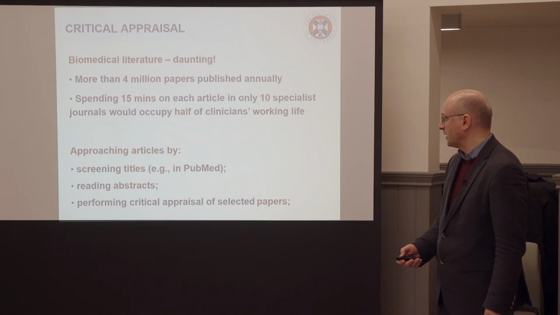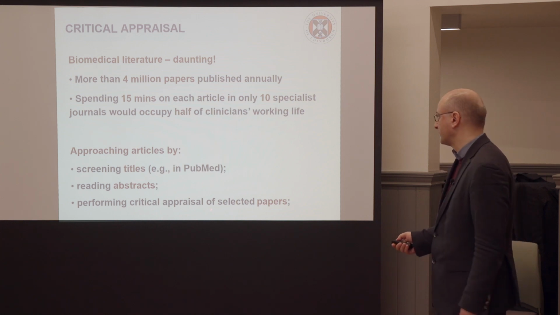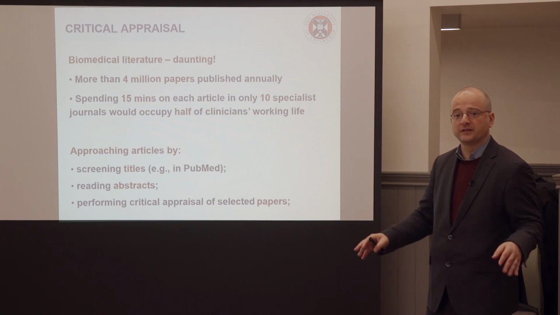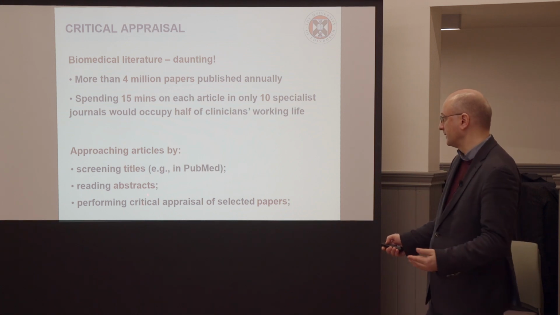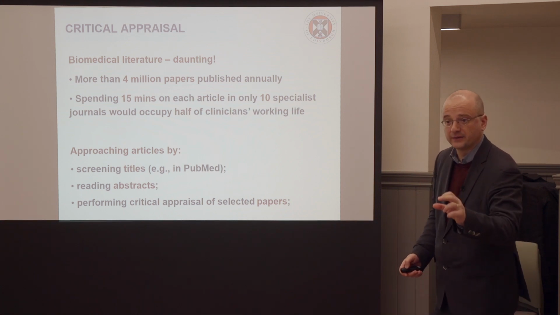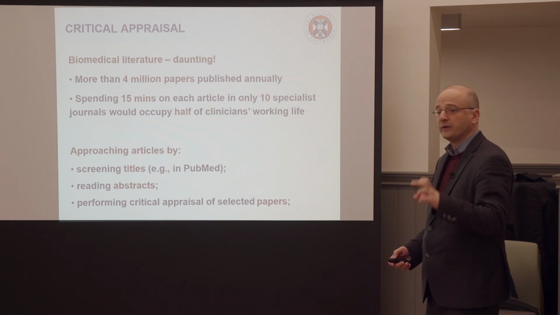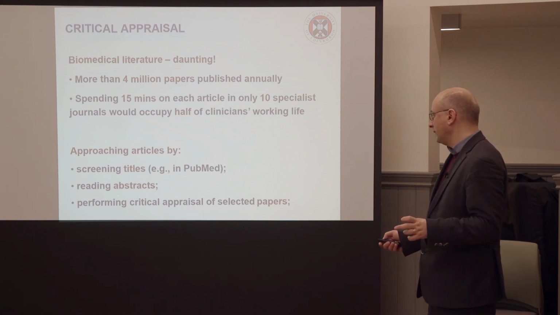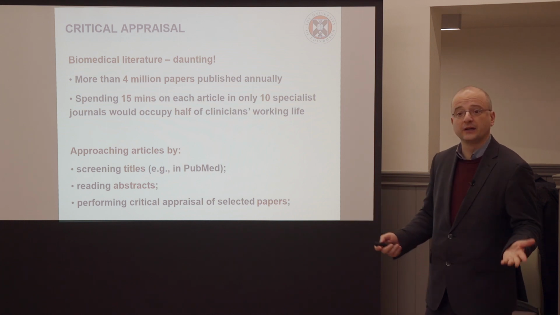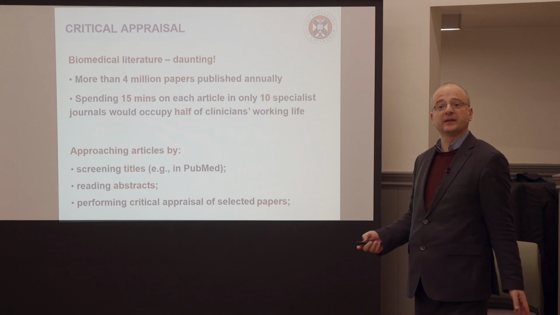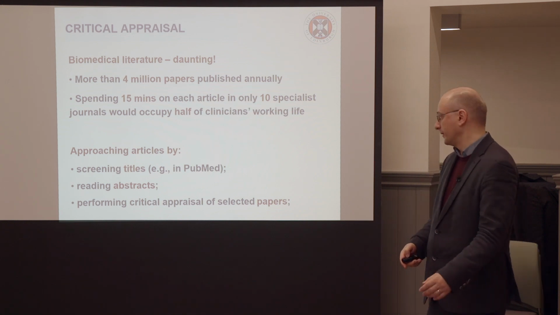So how do you approach articles? Firstly, you screen the titles. You type something of your interest in the PubMed and you see what articles come out and you just screen for your titles. Once you think that some title is relevant to what you want to find out, you read the abstract of the study, and if the abstract is interesting, you continue reading and look into tables and figures and then maybe read the entire paper, even look at the references.